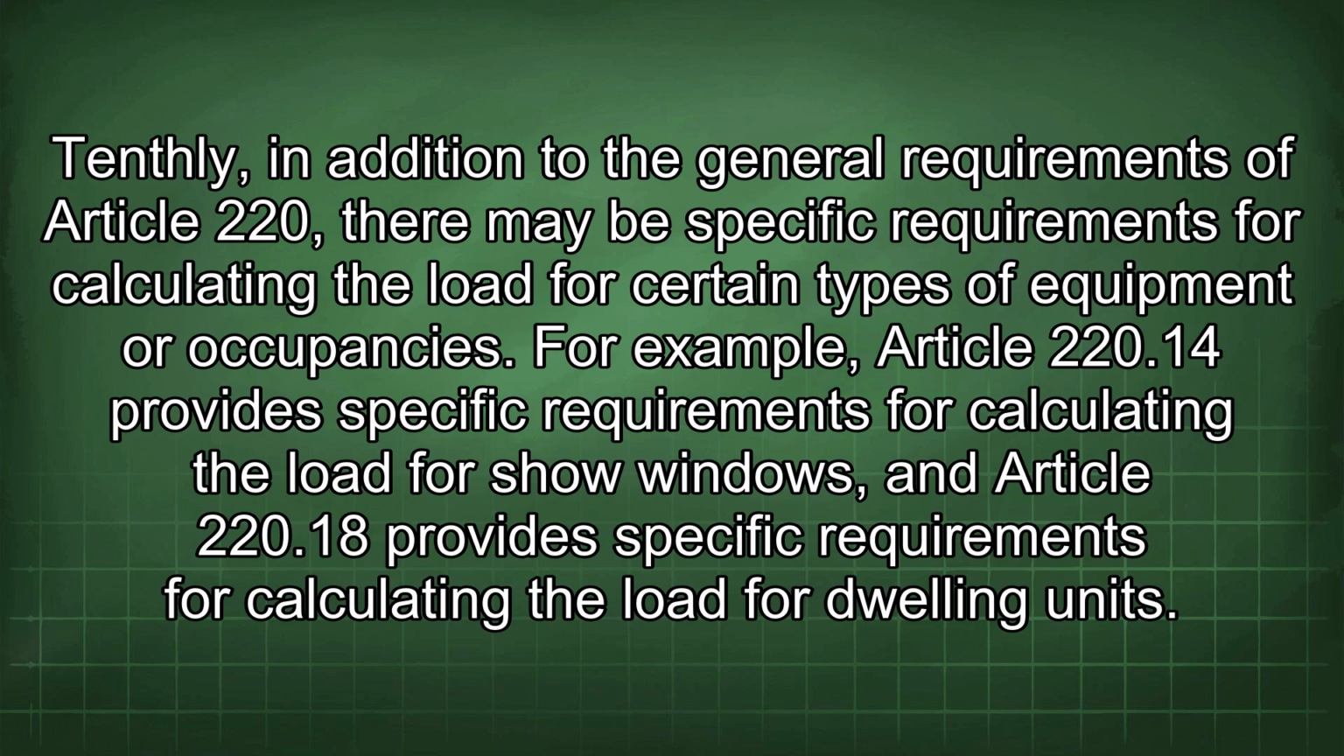Tenthly, in addition to the general requirements of Article 220, there may be specific requirements for calculating the load for certain types of equipment or occupancies. For example, Article 220.14 provides specific requirements for calculating the load for show windows, and Article 220.18 provides specific requirements for calculating the load for dwelling units.